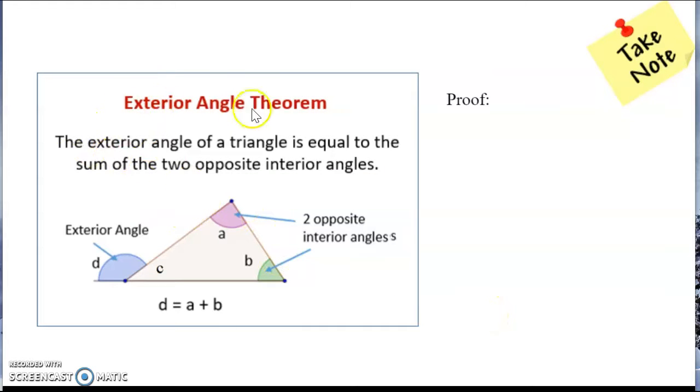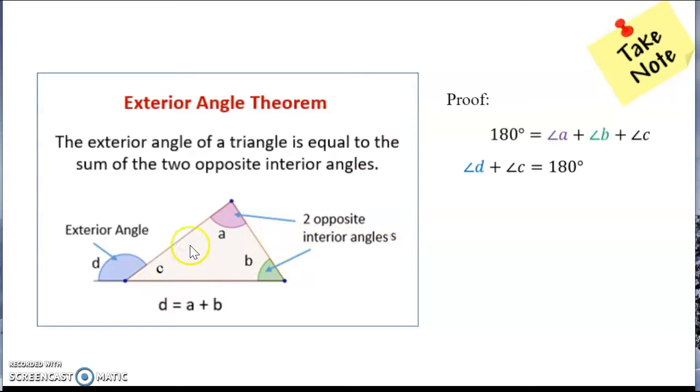Okay, so the exterior angle theorem. What does it say? The exterior angle of a triangle is equal to the sum of the 2 opposite interior angles. So these 2 opposite interior angles will always add up to the exterior angle measure. So A plus B is always going to be equal to D. How can we prove this? This is a theorem, that means we need a proof. We know that D plus C is 180 degrees. Why? Because they are a linear pair. It forms a line. It's a straight angle.